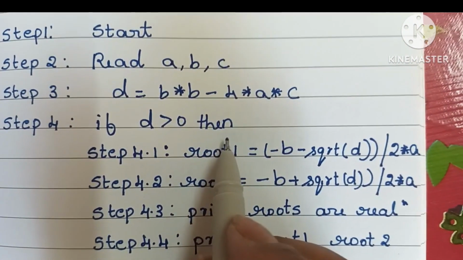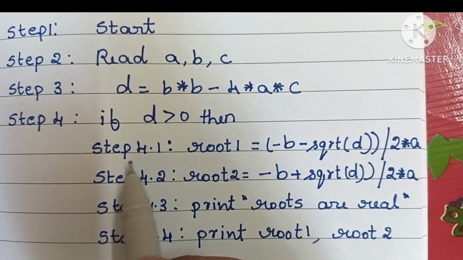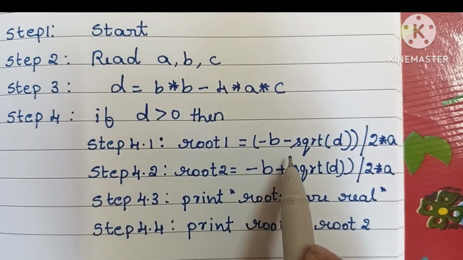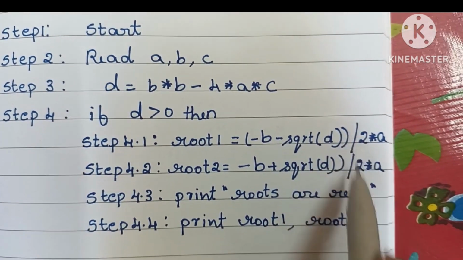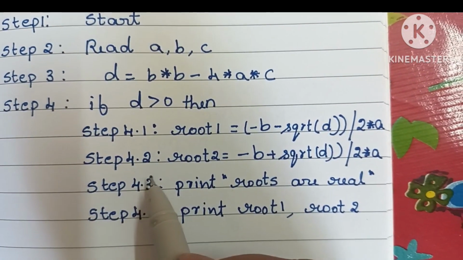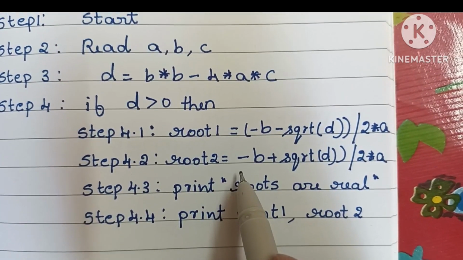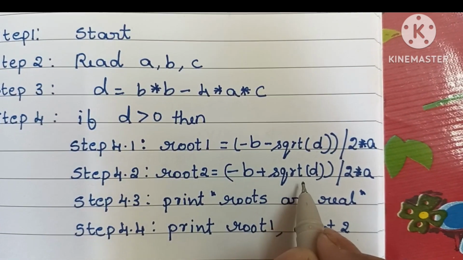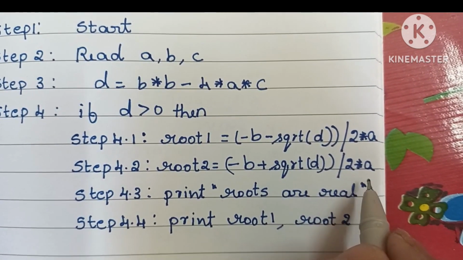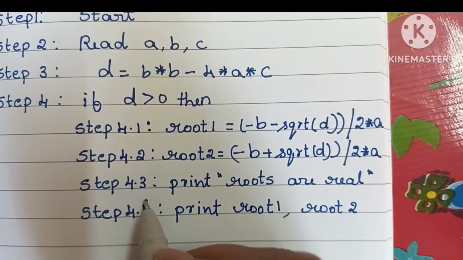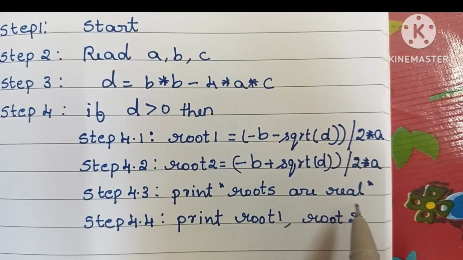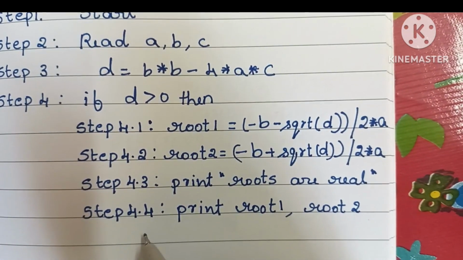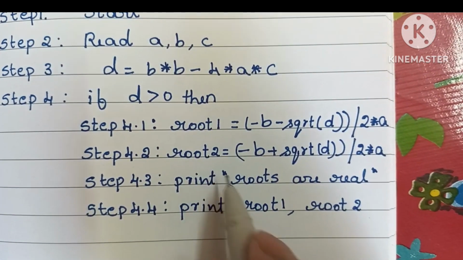Here, if the d value is greater than 0, then we perform step 4.1, where we find root 1 using the formula minus b minus square root of d divided by 2a. In step 4.2, we find the root 2 value using the formula minus b plus square root of the d value divided by 2 into a. In step 4.3, we print "roots are real", since if the d value is greater than 0, roots are real. In step 4.4, we print the root 1 value and root 2 value.